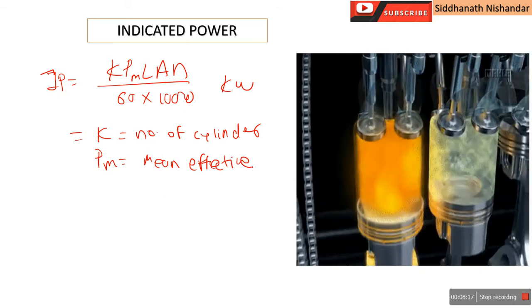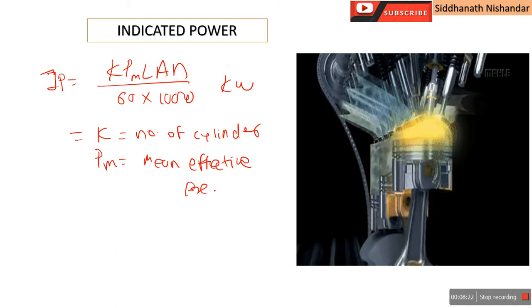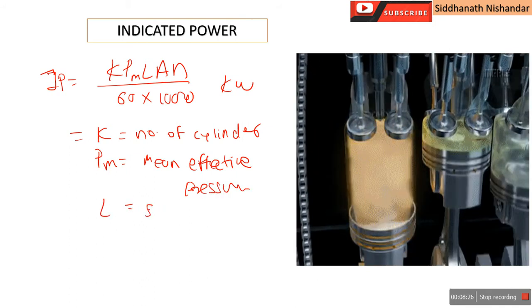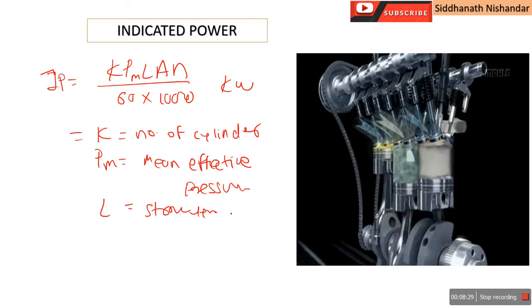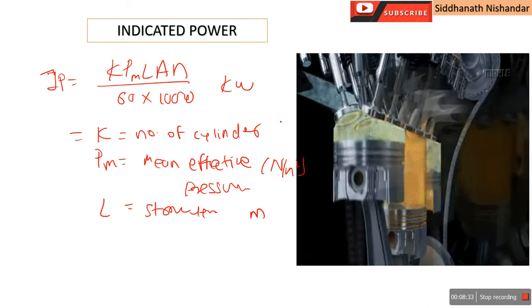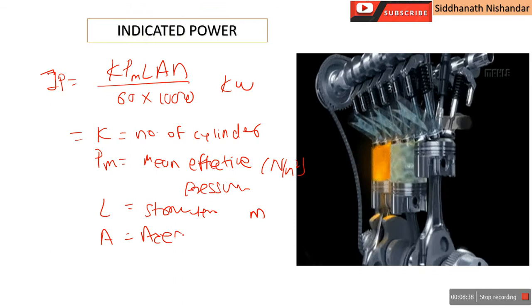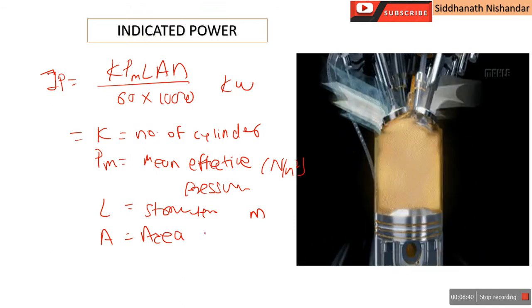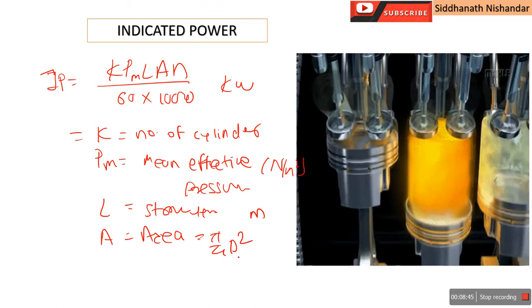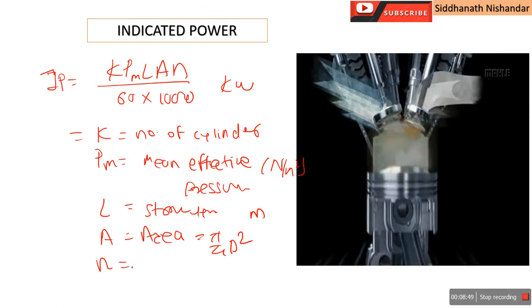That mean effective pressure we calculate from the indicator diagram. L is the stroke length in meter, mean effective pressure in Newton per meter square, K is the number of cylinders. A is the area of the cylinder in meter square, which we calculate by the formula pi by 4 d square, where d is the bore diameter, and n, small n, is very important.